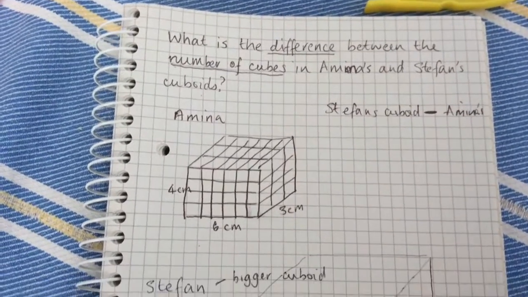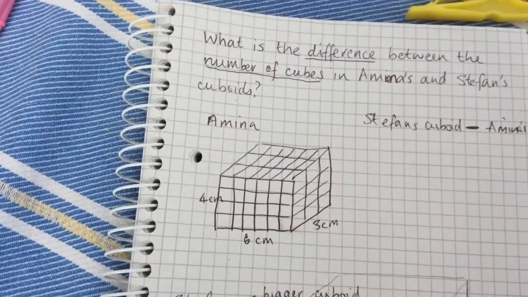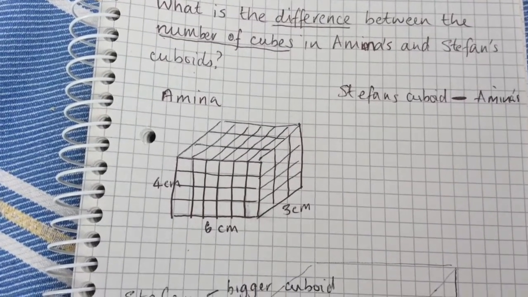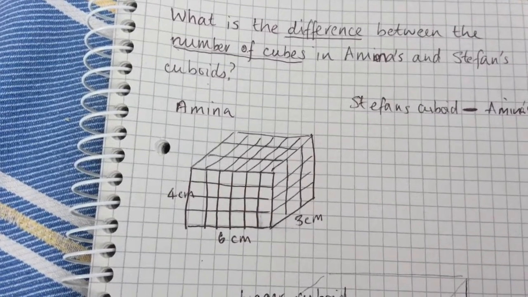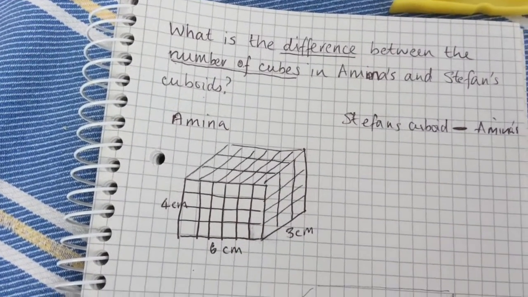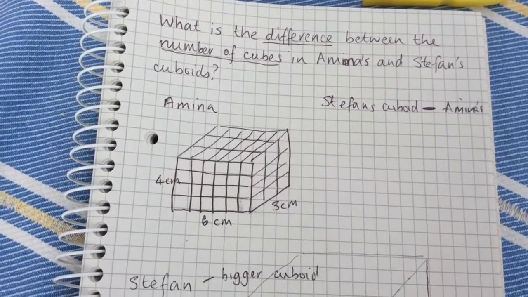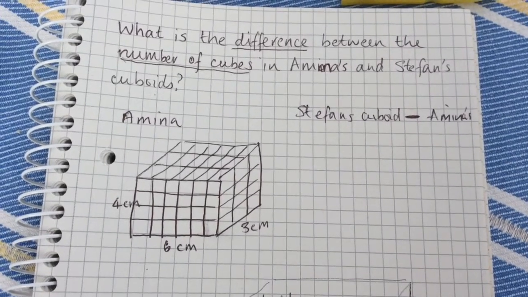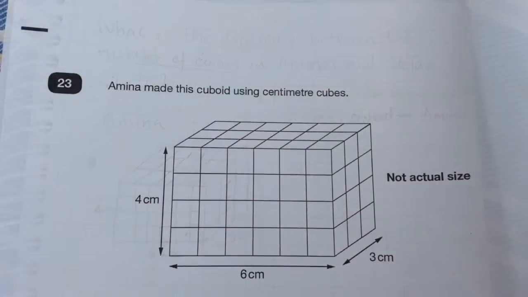So now we've got to work out, how do we work out the number of cubes in that cuboid? If you are in Pythagoras or Germain, you might recognise that as the volume of that cuboid, so the amount of space inside that cuboid. Either way, have a think about how you're going to work out how many cubes there are in Amina's cuboid, and come back in a moment and see whether your idea is the same as mine.